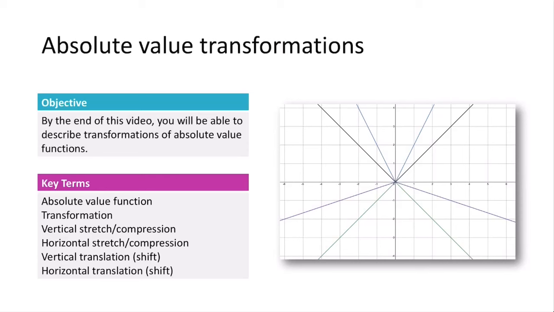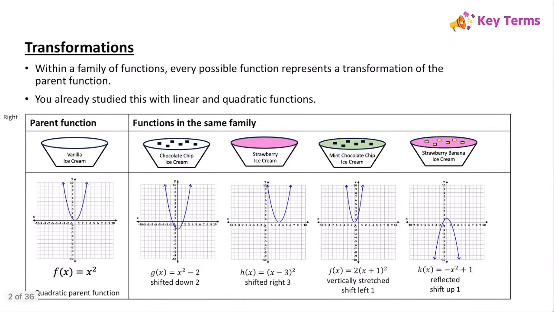So in this video, we're going to talk about how to describe transformations of absolute value functions. What we mean when we say transformations is that within a family of functions, every possible function represents a transformation of the parent function. And you've already gotten an introduction to this back in Algebra 1 when you studied linear and quadratic functions.